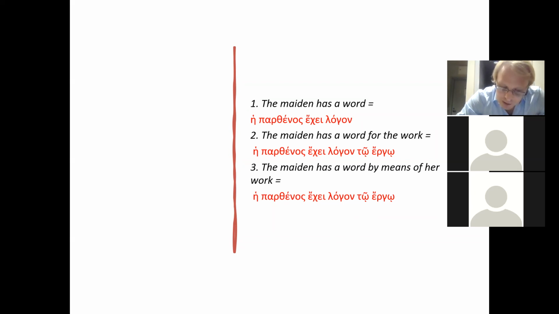Now, as we have reached this far, we can also consider a somewhat more complicated sentence. This would be a sentence which in English goes as follows. The maiden has a word for the work. In Greek, this sentence translates into he parthenos ehe logon to ergo.